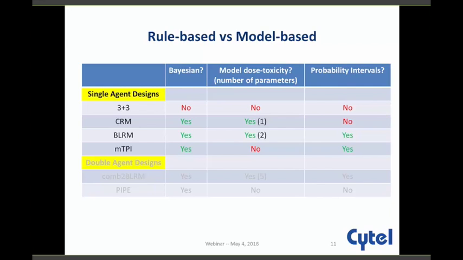The reason why methods like the continual reassessment method, the BLRM, or the mTPI have become more popular up to these days is that the 3+3 design has been shown to have quite a few drawbacks. There have been many presentations and many papers in the literature that will essentially give you a laundry list of what the drawbacks of the 3+3 design are.